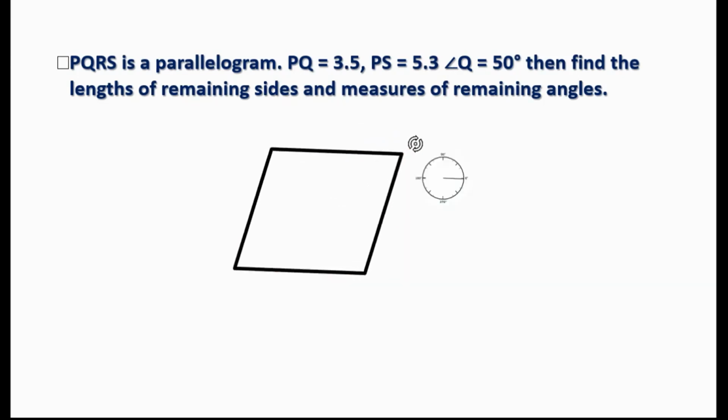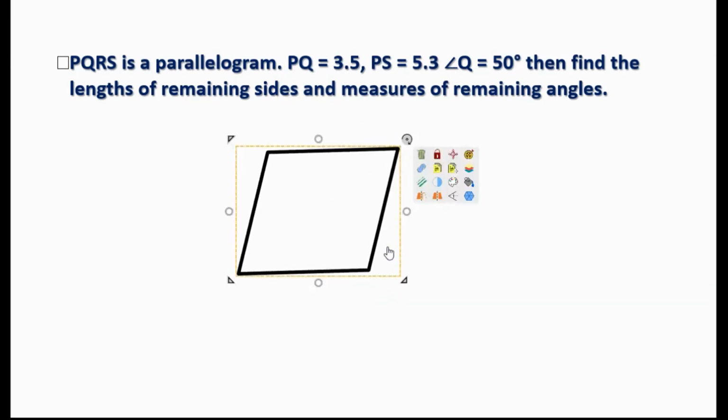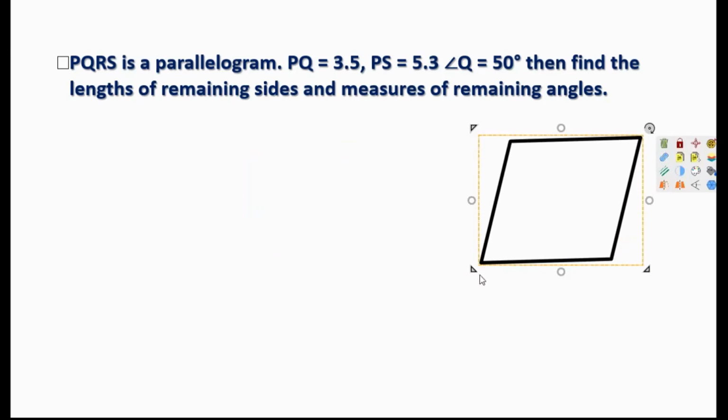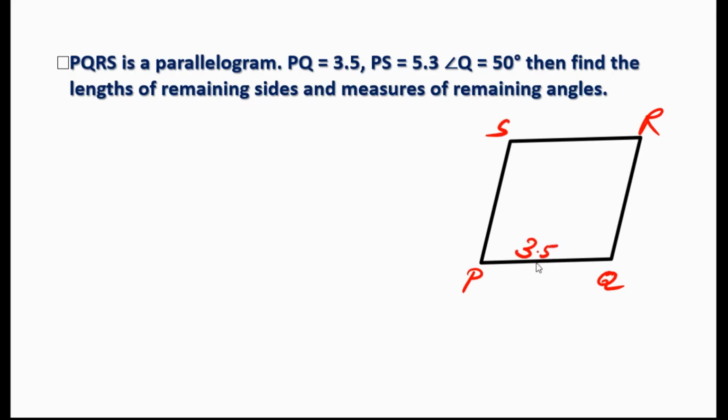And I should name it as PQRS. Okay, no problem. P, Q, R and S. PQ is 3.5, very good. PS is 5.3, maybe 5.3 centimeter or meter according to the unit. Angle Q is 50 degree. Now the question is, find the length of remaining sides, measure of remaining angle.